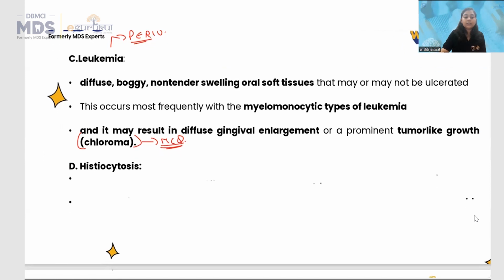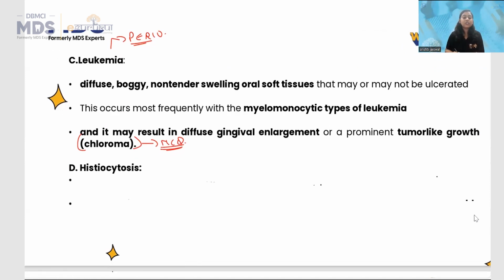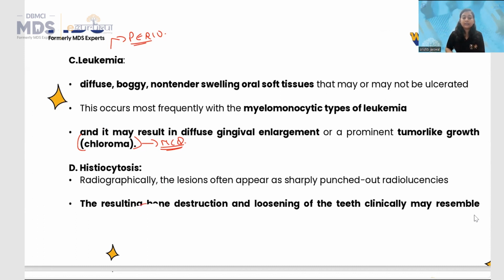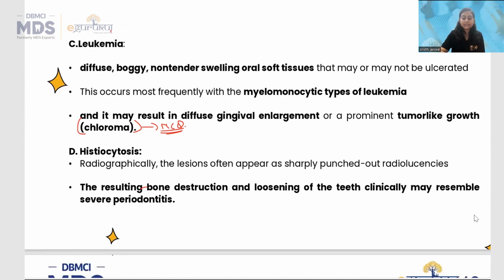Okay. Now coming to histiocytosis. Tell me, which is a radiographic feature associated with histiocytosis? So in histiocytosis, we see multiple punched out radiolucencies, and it also has severe destruction of the periodontal tissue. The resulting bone destruction and loosening of the teeth may clinically resemble severe periodontitis.